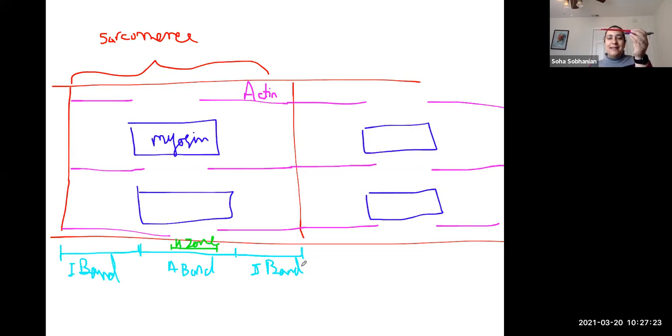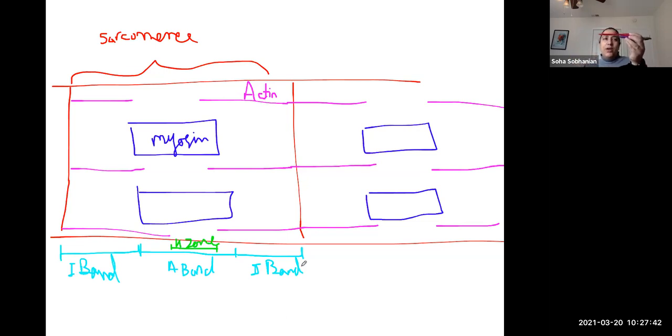Because my I band in this section is this part, right, where it's only red. When my muscle is contracting, what is happening to the area where it's only red? It almost completely disappears, right? So my I band gets shortened.